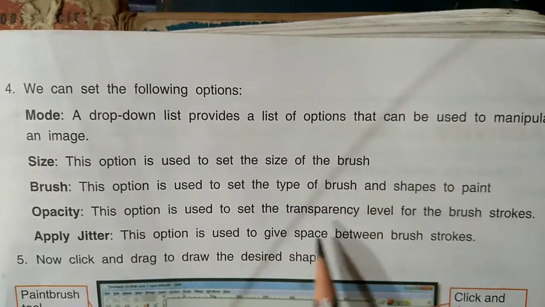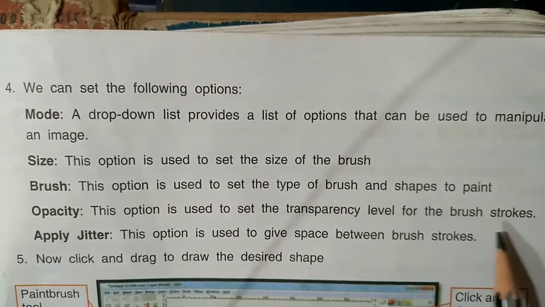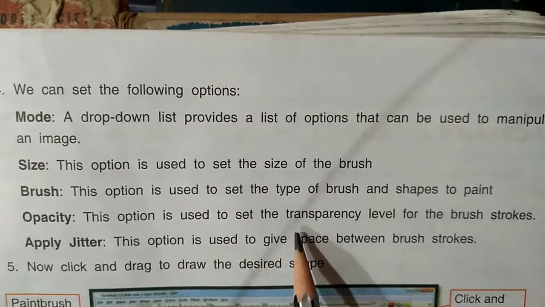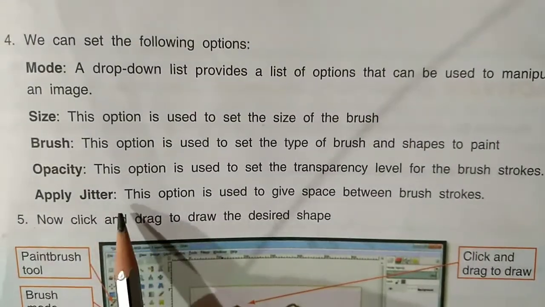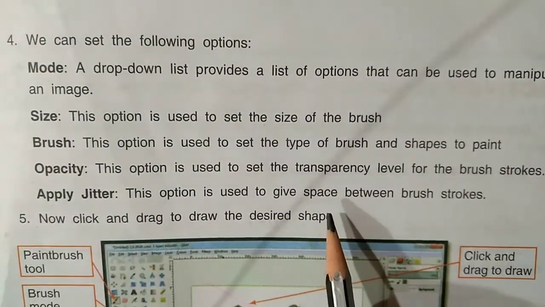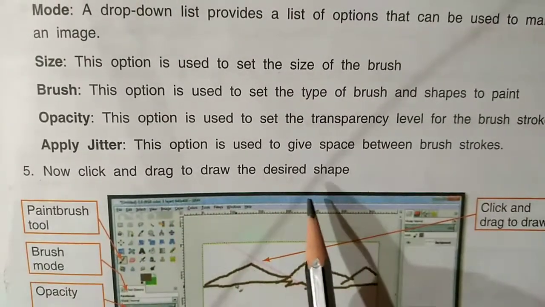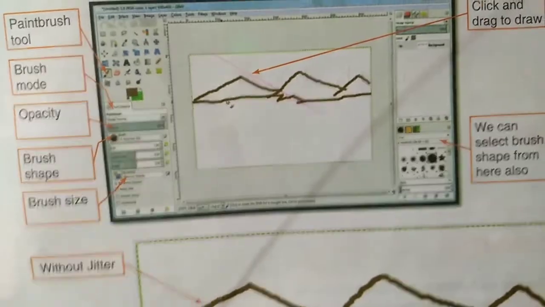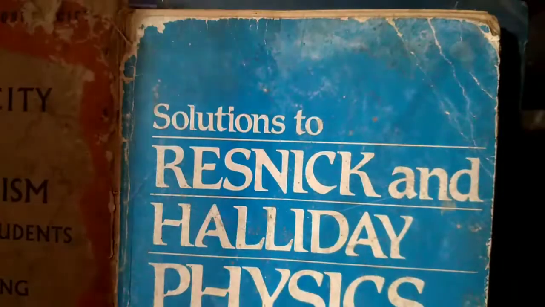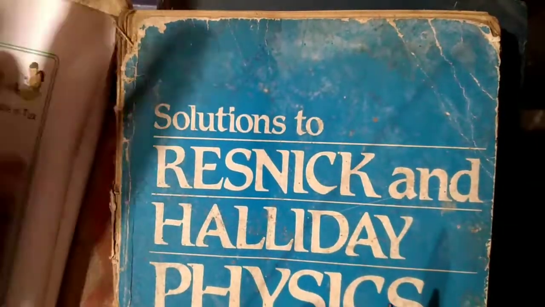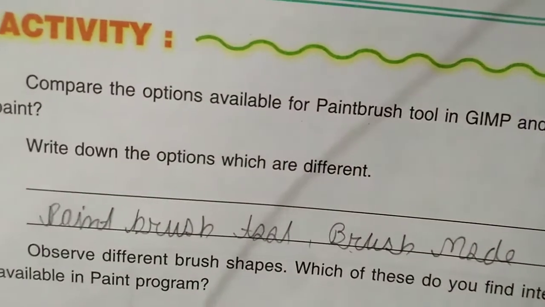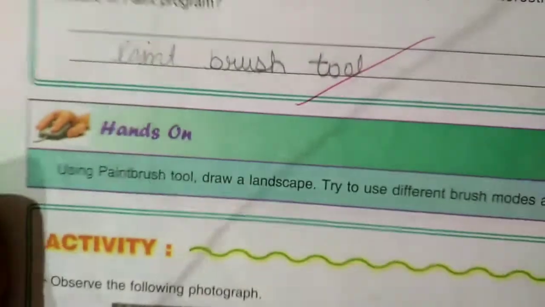Opacity: this option is used to set the transparency level for the brush stroke. Transparent, through which light will pass. Apply jitter: this option is used to give a space between brush strokes. Now click and drag to draw the desired shape. You are seeing this shape. You are observing the shape.